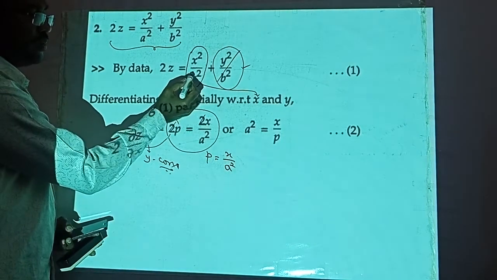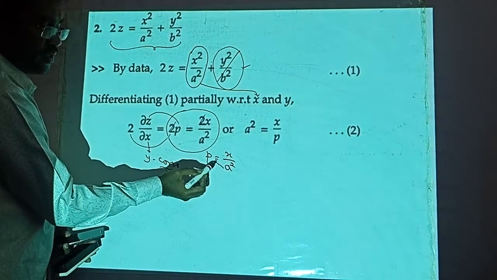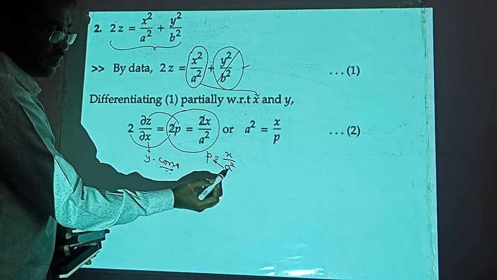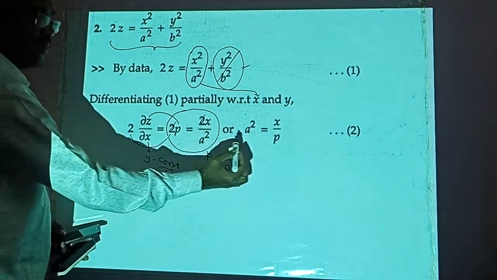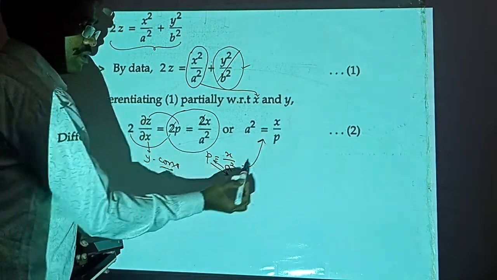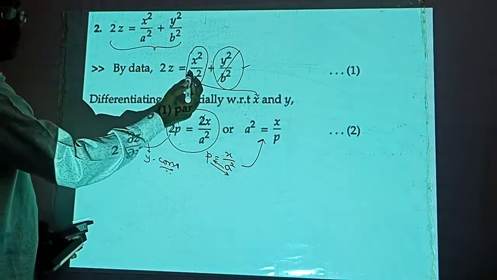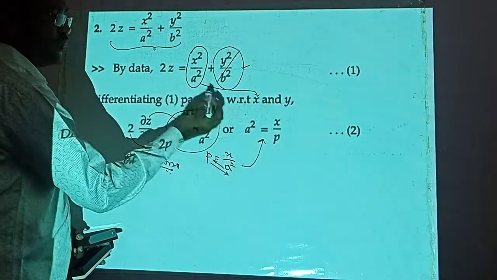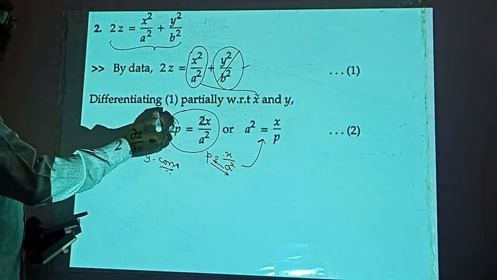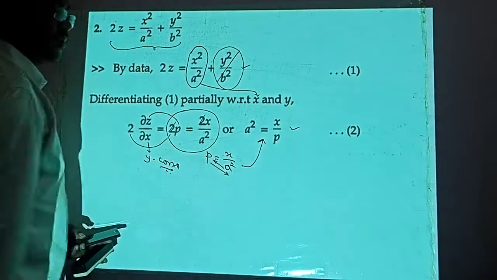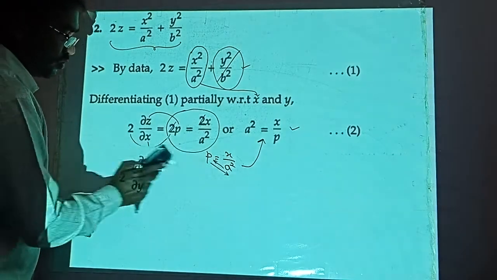Now since we need to eliminate the constant a², let us cross multiply and separate a². Cross multiply a² here and p here. So a² is equal to x by p. That's what we can put in the place of a². a² can be replaced as x by p to eliminate a². So by differentiating partially with respect to x, we got one concluding point.